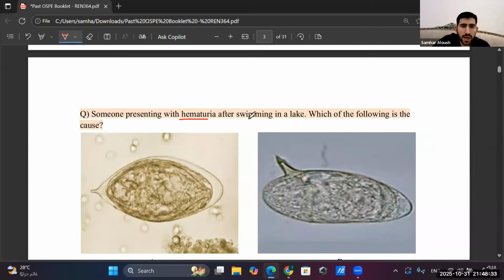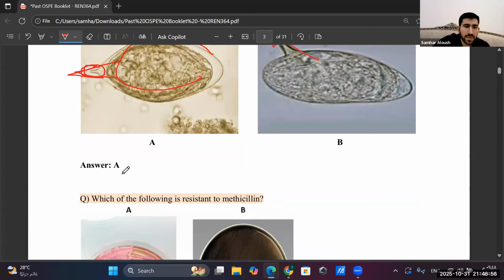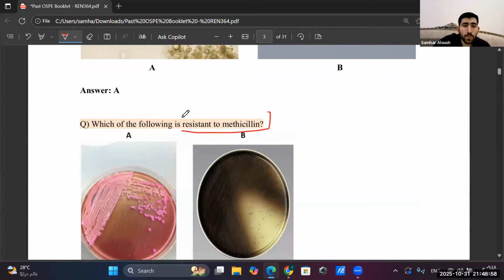Someone presenting with hematuria after swimming in a lake. Which of the following is the cause? We said hematuria after swimming is Schistosoma haematobium. What's the shape? Oval with terminal spine, because the spine will pierce the bladder and cause hematuria. So it must be terminal. Don't get confused with this. It must be terminal, at the end of the oval shape. So it's A.